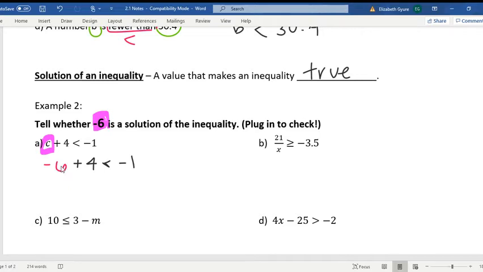What are you doing, Brooklyn? Oh, do you want? You can come sit up closer if you want.